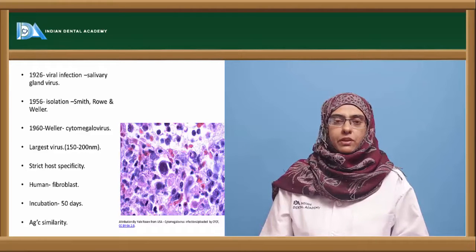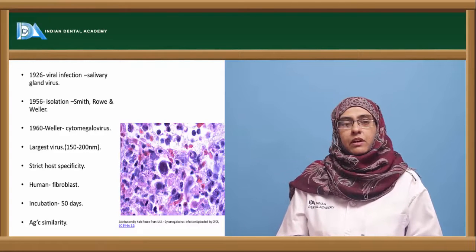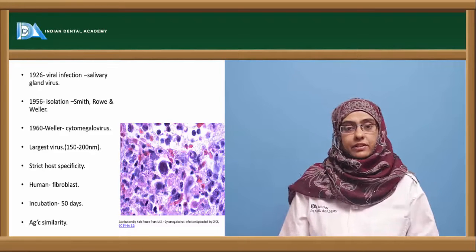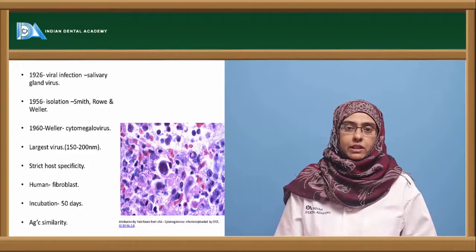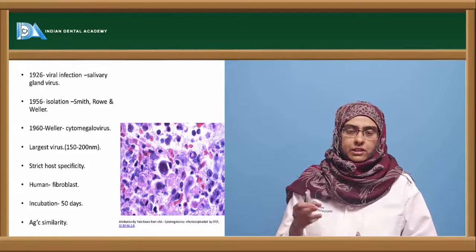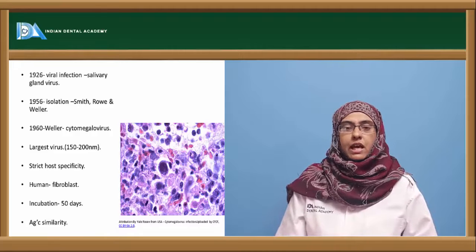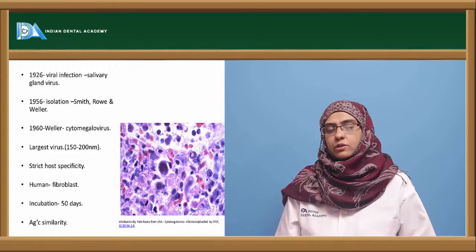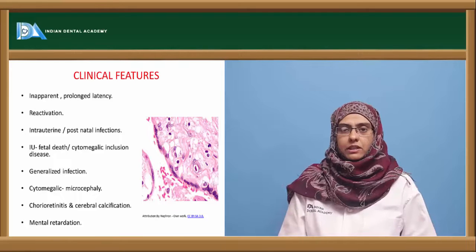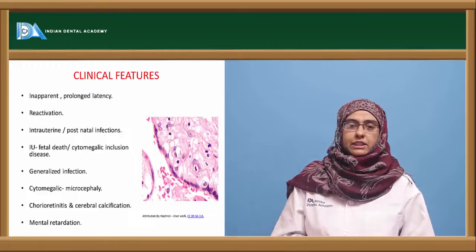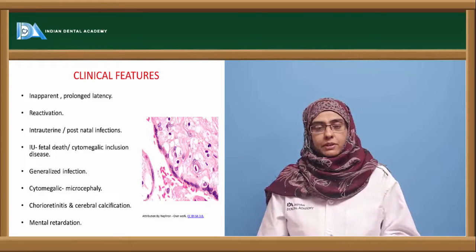When you want to grow this organism in cell culture, it takes nearly about 50 days to detect the growth of the organism, and hence it has a very long period of isolation and a long period of incubation. And there is no antigenic similarity with any other organism, and hence there is no cross reaction with the other organism sera.